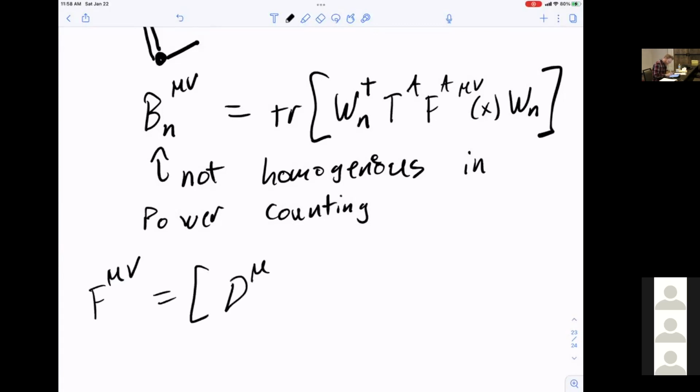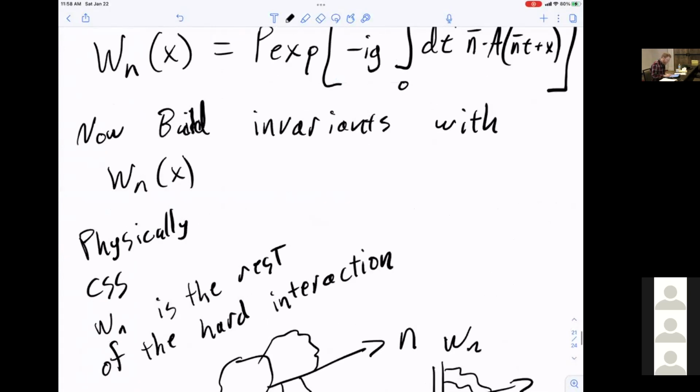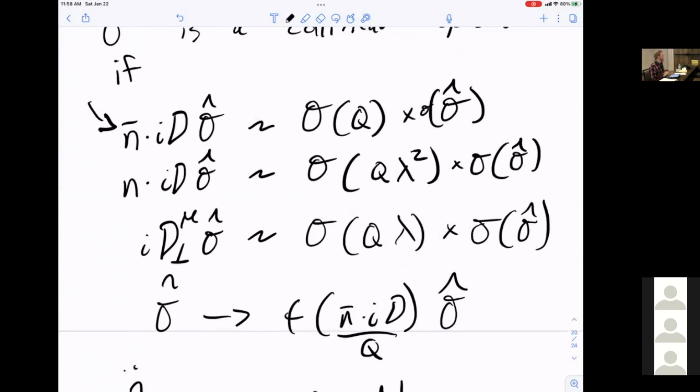Well, my stress tensor is just the commutator of my covariant derivatives. If I go back to these rules here, I'll find that my covariant derivatives have different orders associated with them. So depending on which components I take of my stress tensor, I'll get different objects, right?